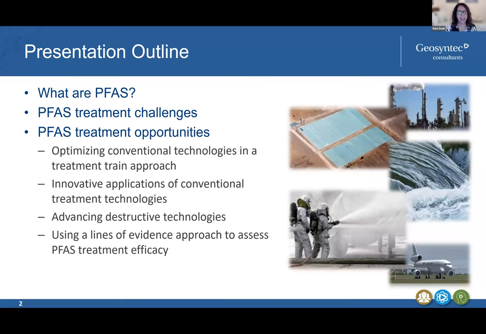I'm going to give a case study of an innovative application of a conventional treatment technology. Then I'm going to talk about some of the research and development efforts that are trying to advance the state of knowledge and practice regarding PFAS destructive technologies. And I'm going to end with the use of a lines of evidence approach to confirm PFAS treatment efficacy.